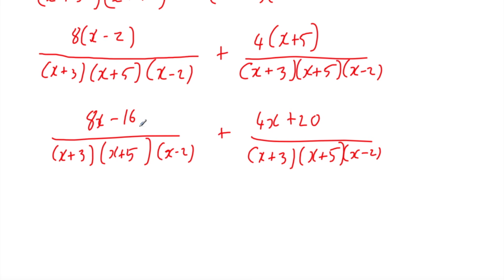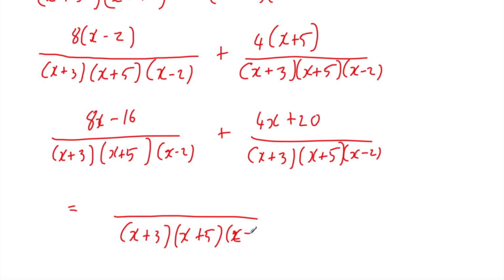Now let's add together the fractions, because we've now got two fractions with the same denominators. So we're just adding them. So we'll just add together the numerators to see what we get. Okay, so that'll be equal to, and I'm just going to write the denominator here as the x plus 3, x plus 5, and x minus 2.